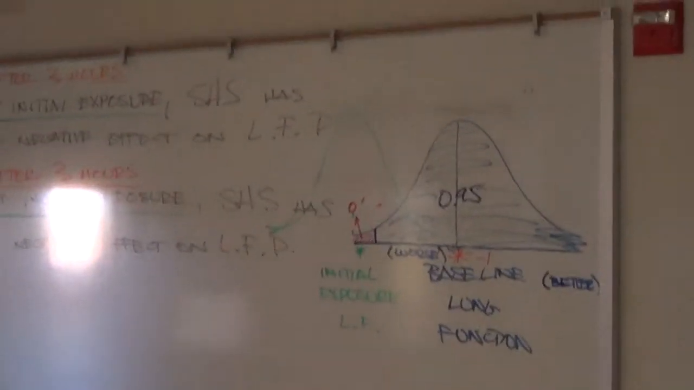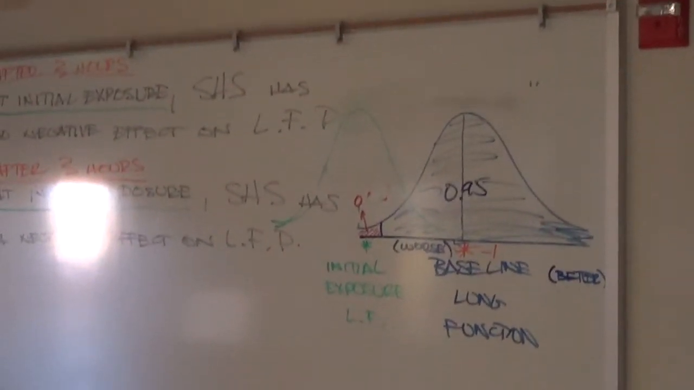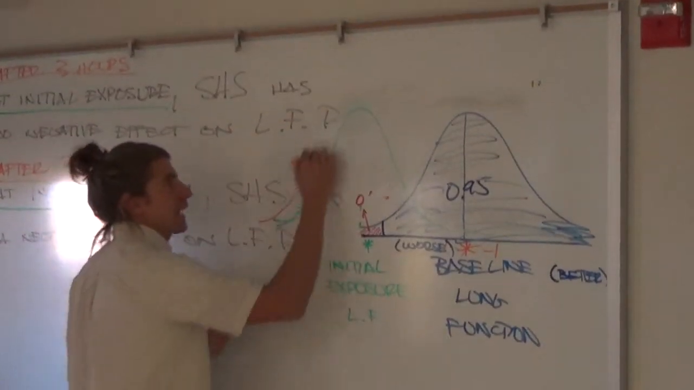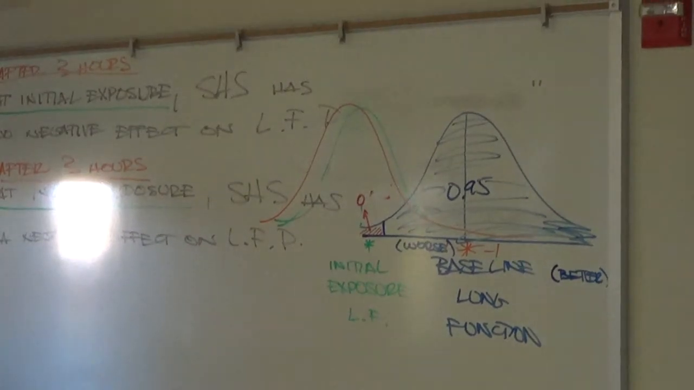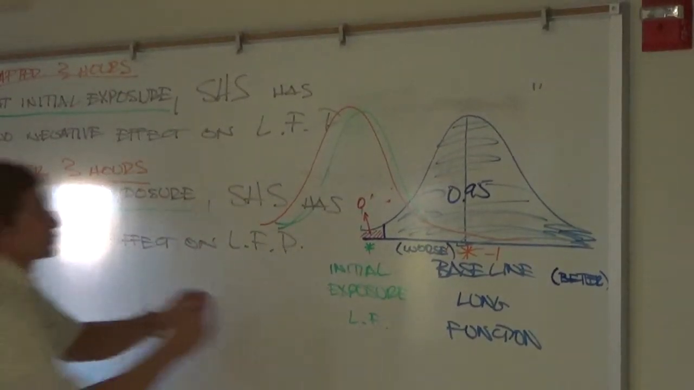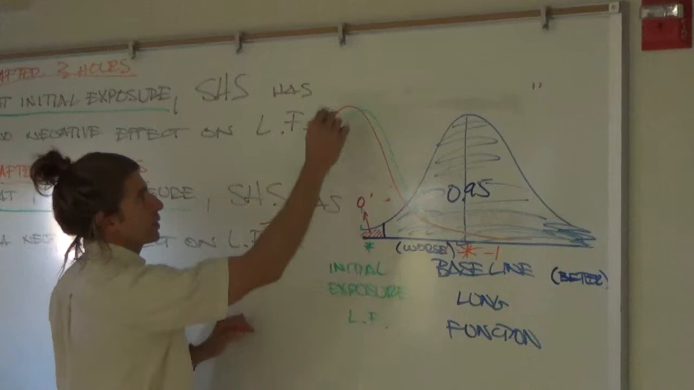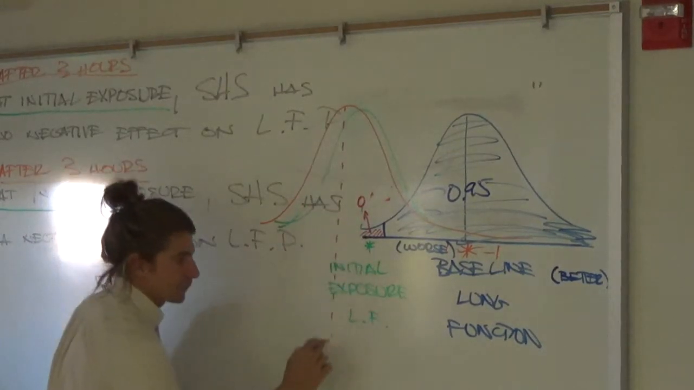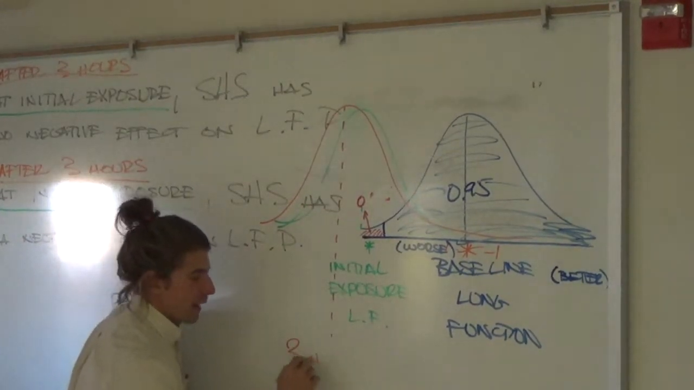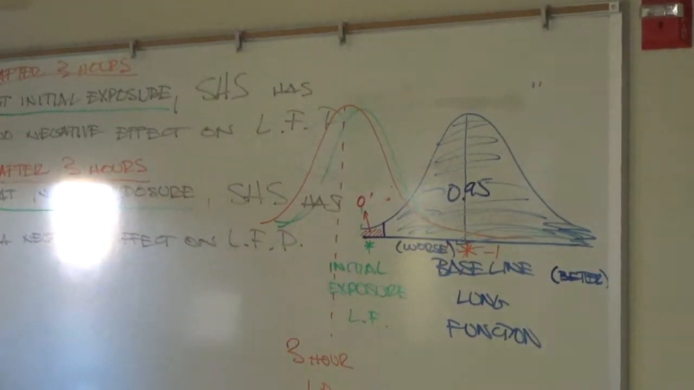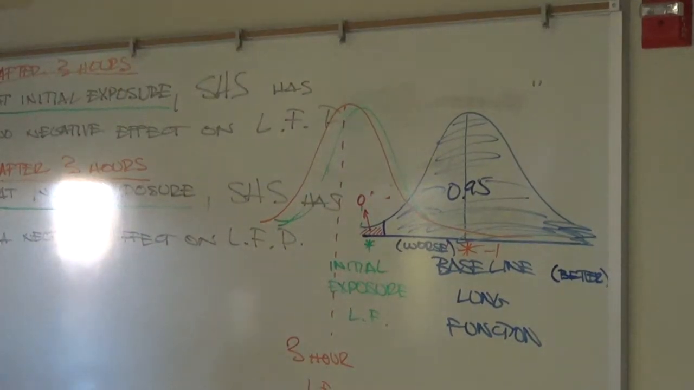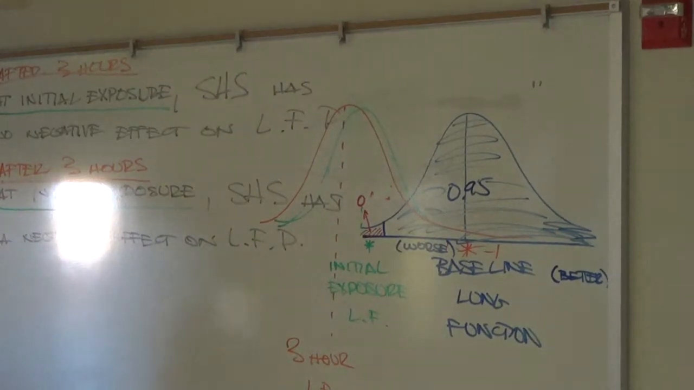Is it possible that our curve is still down here somewhere? Is it possible that our lung function curve at 3 hours, so here's the initial exposure lung function, I'm going to bring this down here, here is the 3-hour lung function, is it possible that we're down there? Yeah. Possible. Is it probable? No, it's not probable.